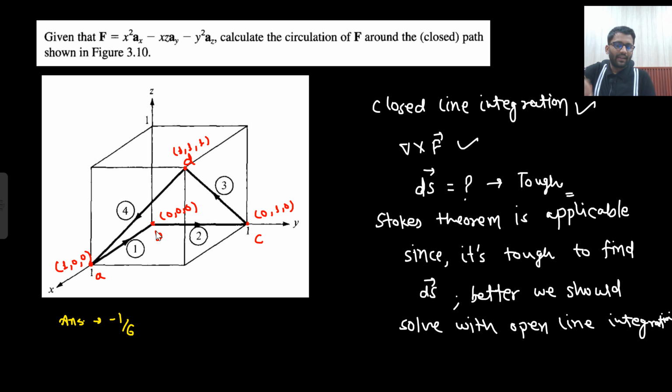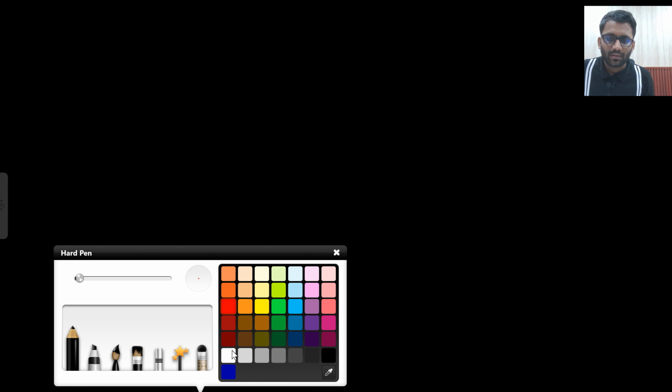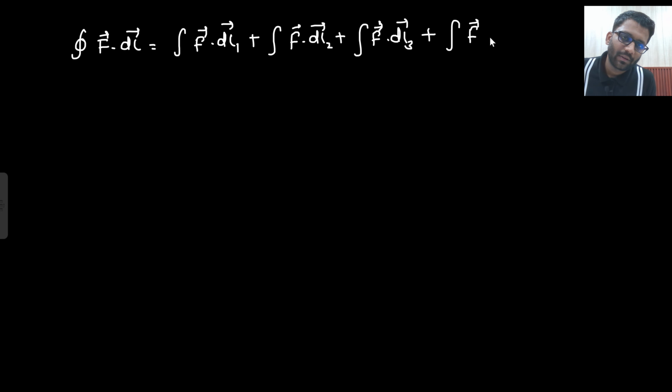If you are not able to find it, we always have one chance. What is that? I can apply line integration: A to B, B to C, C to D, and D to A. So what do I need to find? I need to find F dot dl. How can I break it? F dot dl1 plus F dot dl2 plus F dot dl3 plus F dot dl4. A to B I will go, B to C, C to D, D to A.